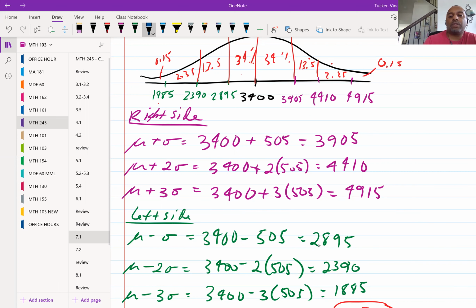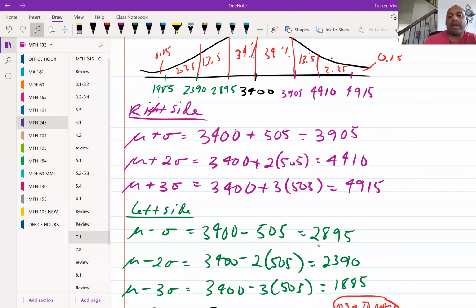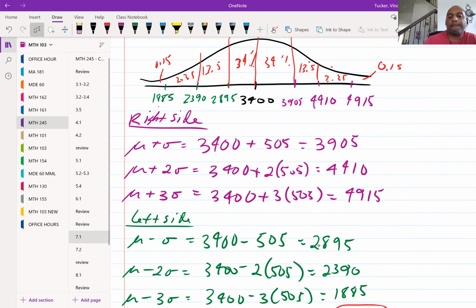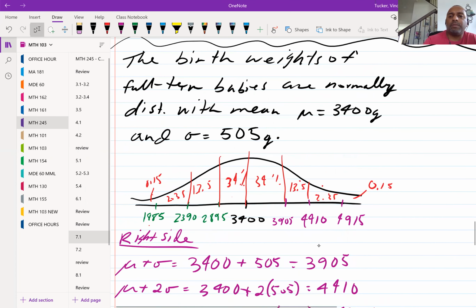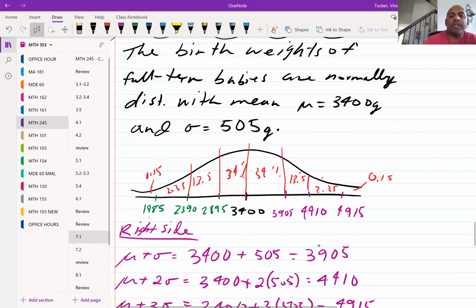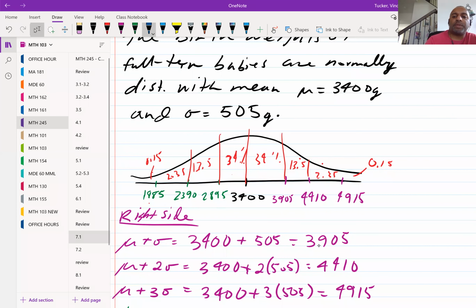All right, questions on that reminder of how the empirical rule works? When you go back to it, we were talking about the birth weights of full-term babies. So that means 34% of your babies will be born in between 3,400 grams and 3,905 grams. And so you can play with percentages in that way.